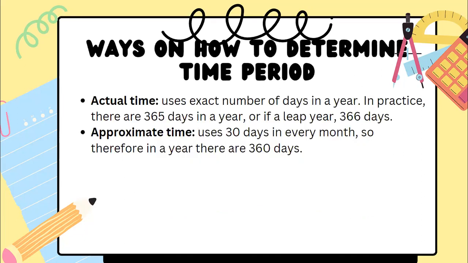Now, let's proceed with this. Ways on how to determine time period. So, we have here two ways, which is first, actual time, and second is approximate time. When we say actual time, it uses the exact number of days in a year. Now, in practice, there are 365 days in a year. Or if a leap year, 366 days. Okay, again, kapag not leap year, in 1 year, there are 365 days. And kapag leap year naman, 366 days.